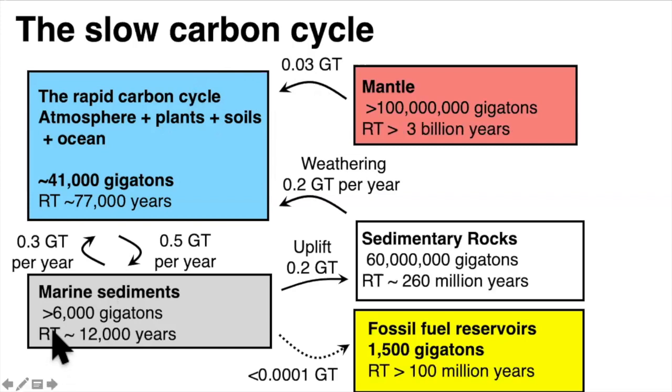Similarly, we can calculate the residence times of these other reservoirs. So marine sediments will turn over on average every 12,000 years or so. So it's a similar time scale to the rapid carbon cycle. But we can compare that to residence time estimates of greater than 3 billion years in Earth's mantle.